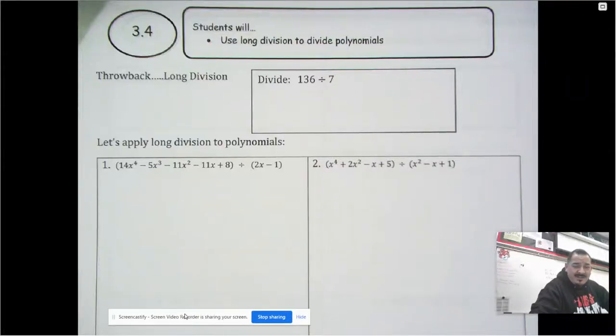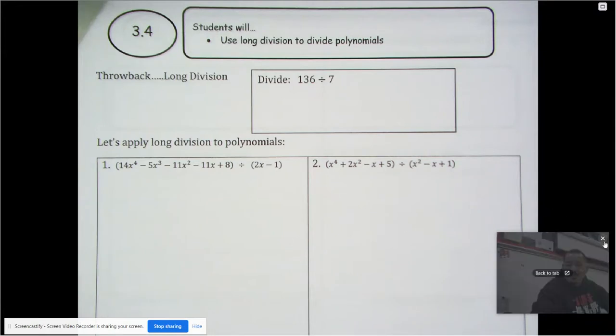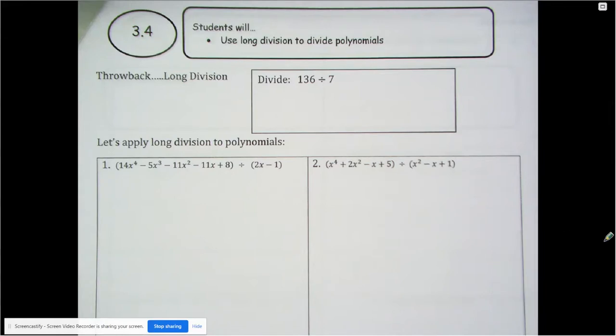Today we are going to continue talking about polynomial functions. And so, as you can see, one of the things that we're going to do now is we are going to divide. So, let's get our notes ready to go. Let's begin. So, we're going to be using long division to divide our polynomials.